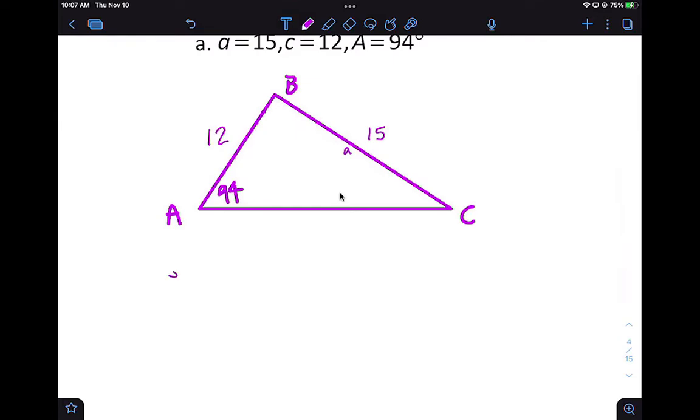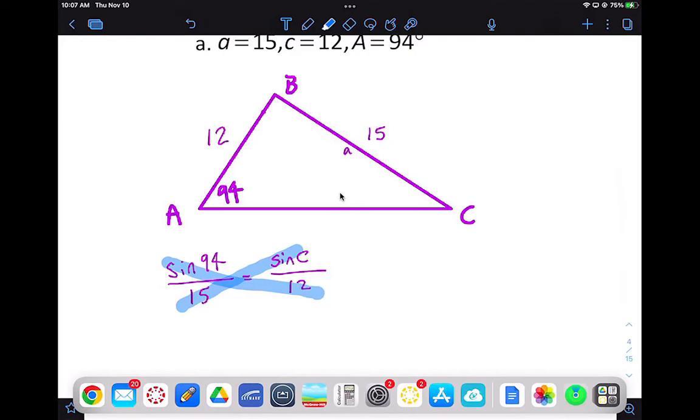So this will start out just like yesterday. We'll go sine of 94 degrees over 15, and that'll equal sine of C over 12. To solve a proportion, you need to cross multiply and divide, right? You'll do 15 times sine C, you'll do 12 times sine 94, and then we'll divide after that.